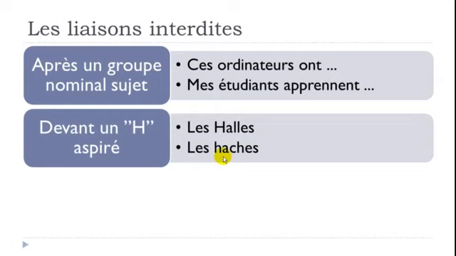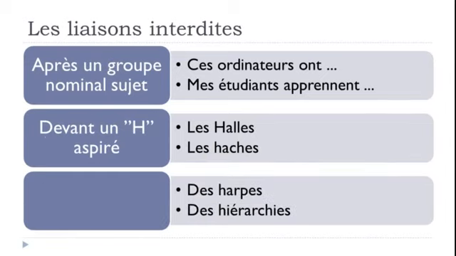Same thing here. Hache, it's an axe, and in that case it's the plural form. Les haches, les haches. So you don't make the liaison. All right. I also wrote two other examples. Harpe, the musical instrument: des harpes, so you don't make the liaison between the two. And the last one, hiérarchie: des hiérarchies. Just to show you that it's not only with A, because I've got three examples with A, but in that case it's I: des hiérarchies.